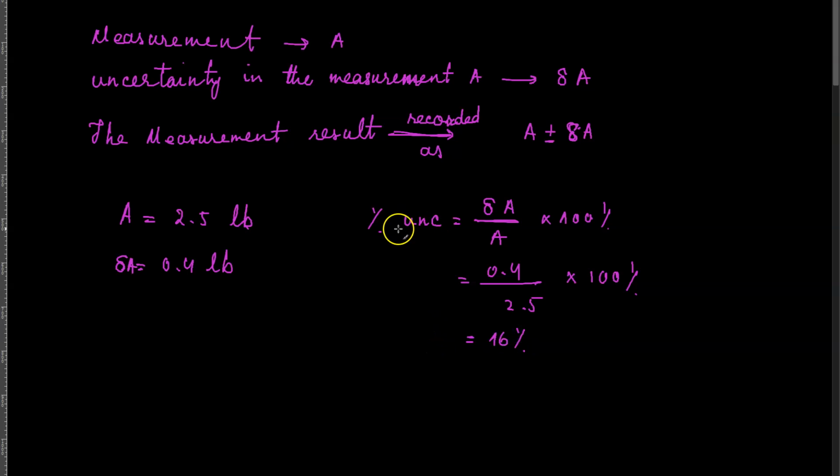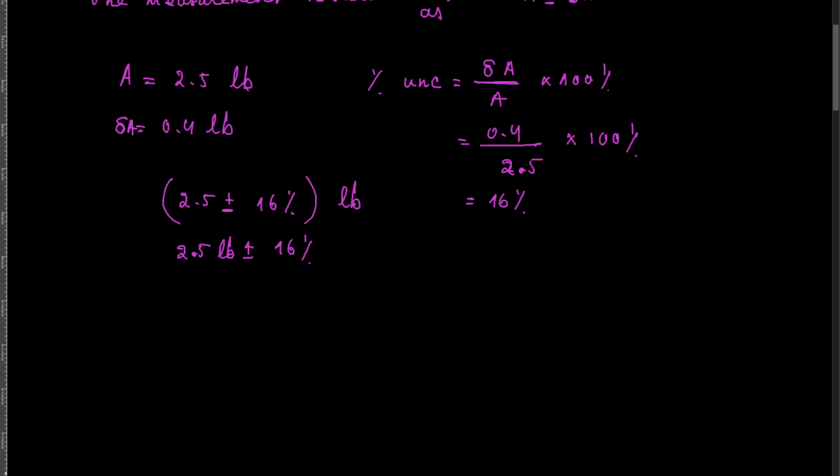This is percent uncertainty, which means that you could write the mass of these bags as 2.5 lb plus or minus 16%, which is the same thing as, for example, what is 16% of 2.5? 2.5 times 16% is equal to 2/5 or 0.4. Right, so we already had it. We already had the number over here.